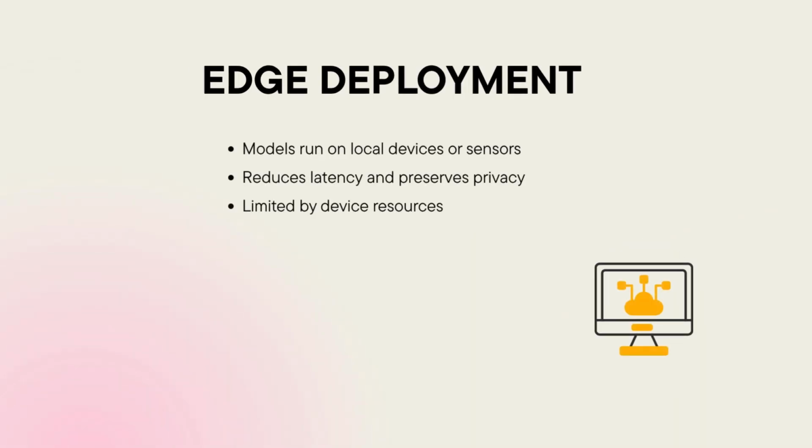Edge deployment runs models directly on local devices, such as smartphones, IoT sensors, or autonomous vehicles. By eliminating round-trip communication to the cloud, latency is drastically reduced. Edge deployment also supports privacy since sensitive data doesn't leave the device. This makes it ideal for voice assistants, factory equipment monitoring, or self-driving cars.